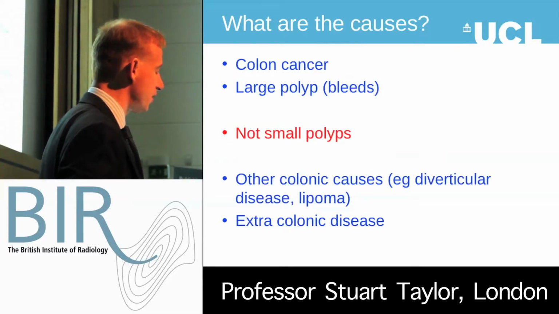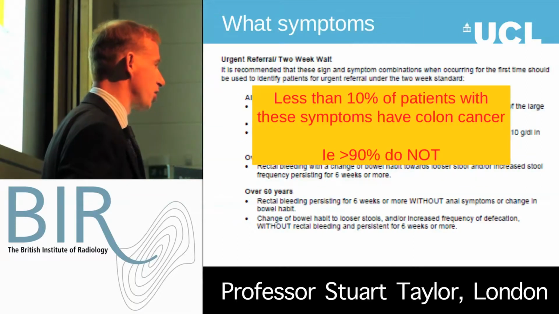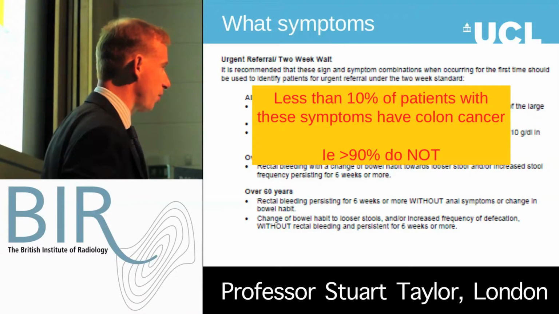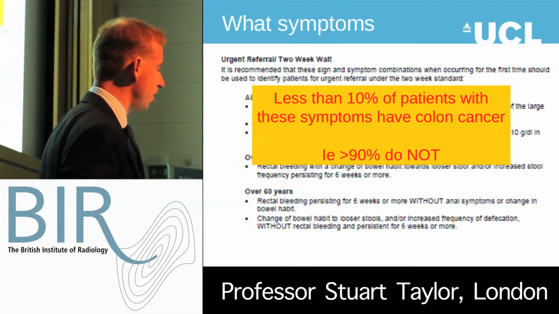But if I go back to these 2-week wait symptoms, as in nearly every cancer 2-week wait pathway, the vast majority of patients don't have cancer when they go through this 2-week pathway. In fact, in colon, we get 2-week guidelines. Less than 10% of patients have cancer, so 90% don't. So clearly, you want a test that's not going to harm patients, that's quick and easy.